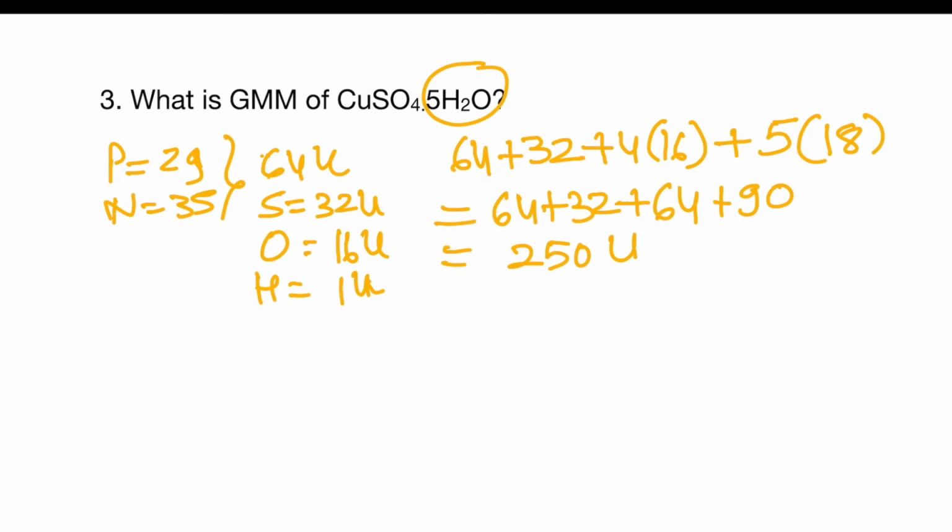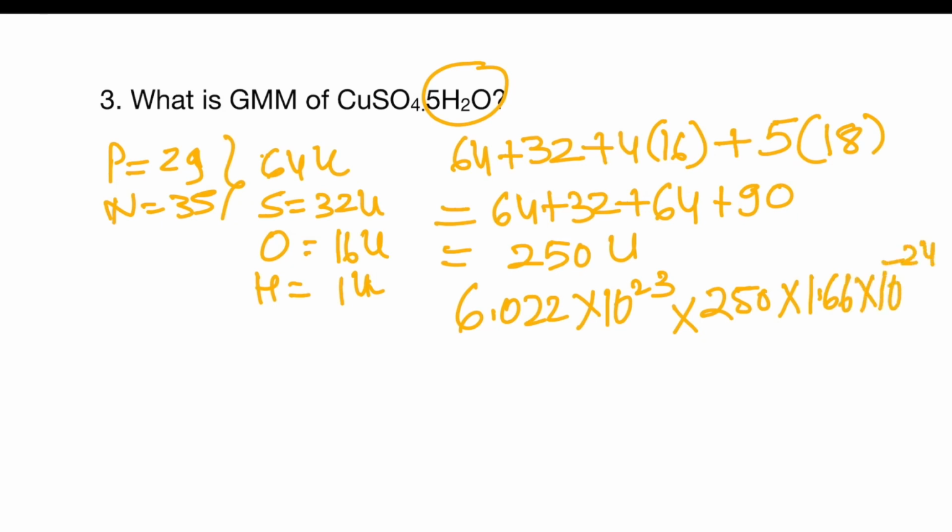So to convert this into gram molecular mass, we have to take the mass of 1 mole of copper sulfate molecules. For that, we have to take 1 mole, which means 6.022 into 10 raised to power 23 molecules. The mass of 1 molecule is 250 units, and 1 unit is equal to 1.66 into 10 raised to power minus 24 grams. When we calculate, this is around 250 grams. So the gram molecular mass of copper sulfate is 250 grams.